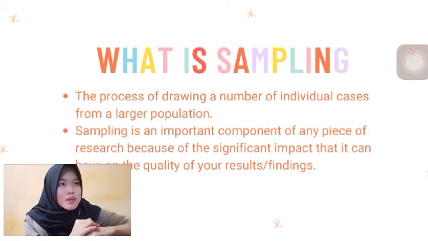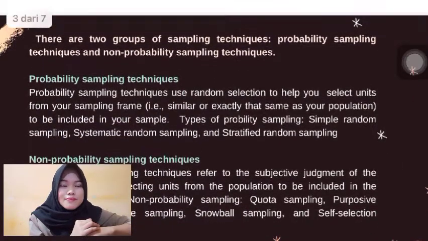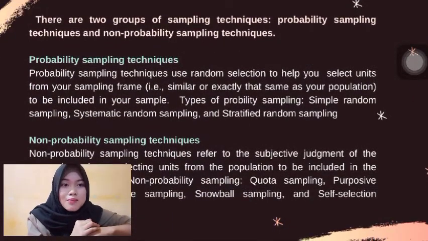There are two groups of sampling technique. The first one is probability sampling, and the second one is non-probability sampling technique. Probability sampling technique uses random selection to help you, a researcher, to select units from your sampling frame to be included in your sample. The types of probability sampling are simple random sampling, systematic random sampling, and stratified random sampling.